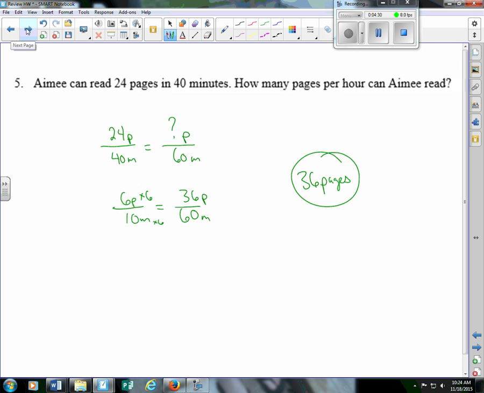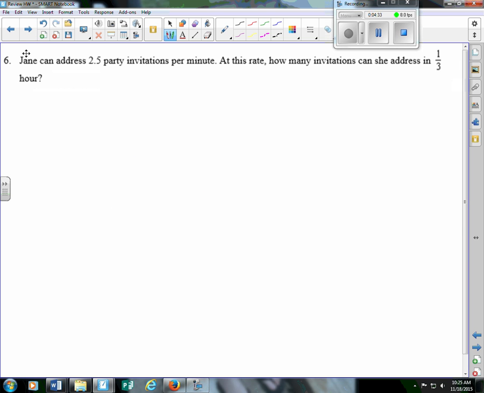Number 6. Jane can address 2.5 party invitations per minute. At this rate, how many invitations can she address in a third of an hour? Okay, well, we have 2.5 invitations for every 1 minute. That equals, and we're trying to figure out how much a third of an hour is. Well, 1/3 of 60, because there's 60 minutes in an hour. We can cross cancel here. You end up with 20, which is 20 over 1, or just 20 minutes.